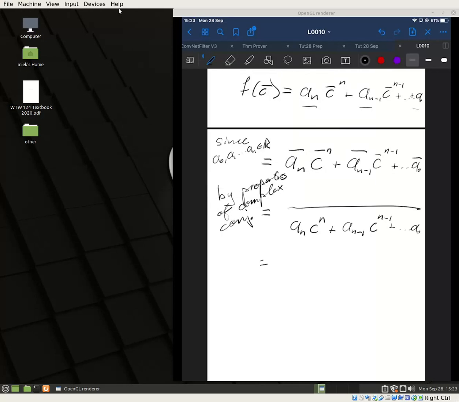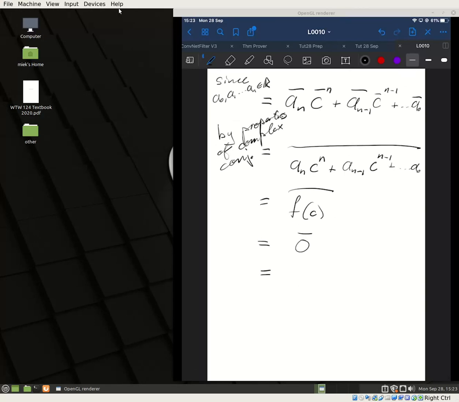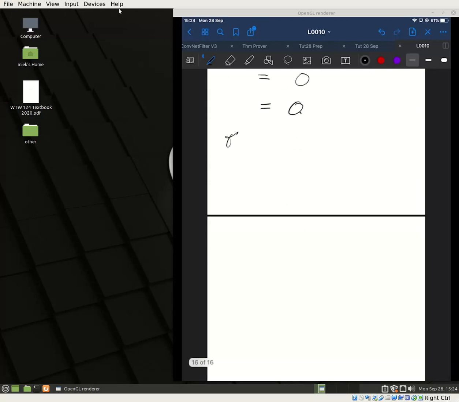So this then becomes, or this is equal to the complex conjugate of everything. But what is this? This is just the complex conjugate of f of c. And that is 0. This is the complex conjugate of 0, which is just 0. So therefore, c bar is a root of f(x).